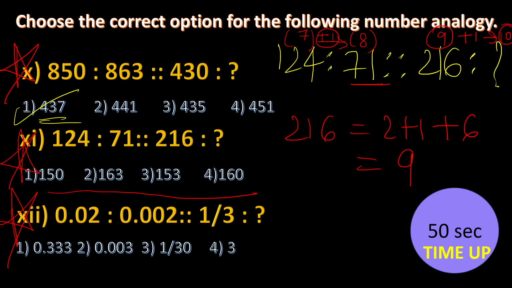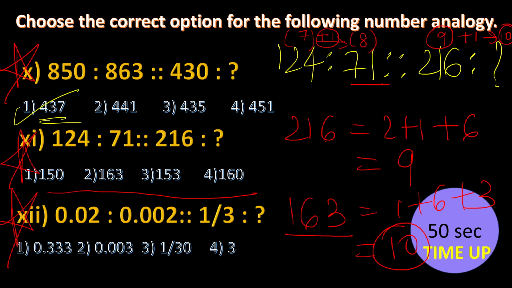1 plus 5 plus 0 will give you 10? No. 1 plus 6 plus 3 will give you 10? Yes. So when you choose 163, 1 plus 6 plus 3 will give you 10. That's what we want as the answer, correct? So which is the correct option? Second one is the correct option.